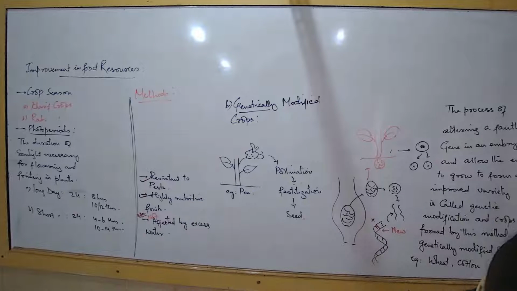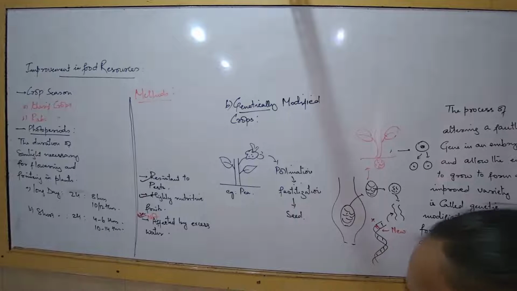So plant breeders would always like to correct that characteristic. Like your parents must be giving you good food that develops your immunity. You should be resistant to infections. So that way the plants also.